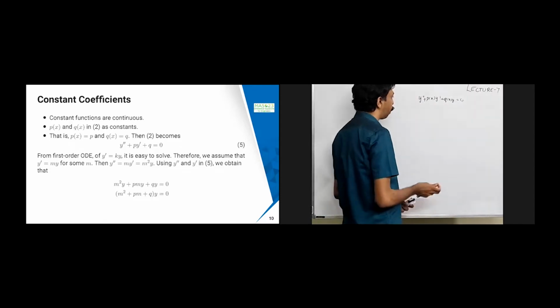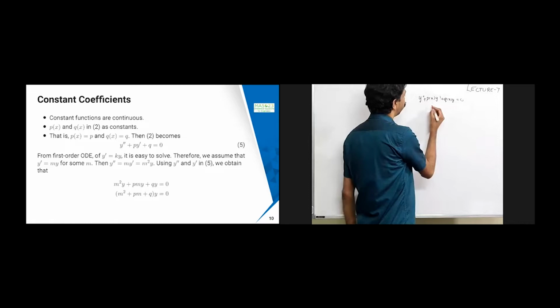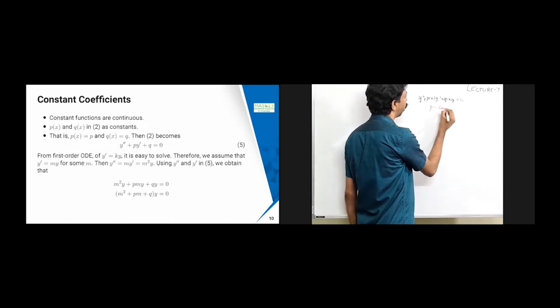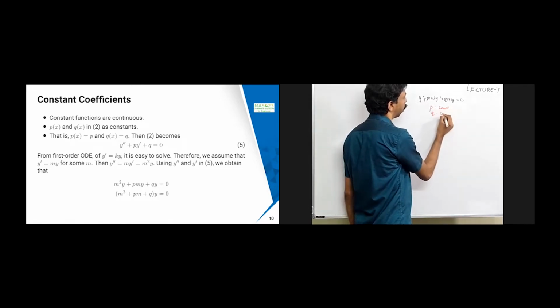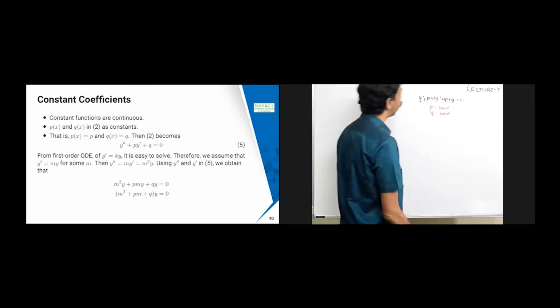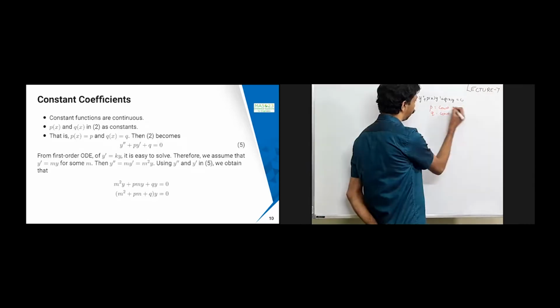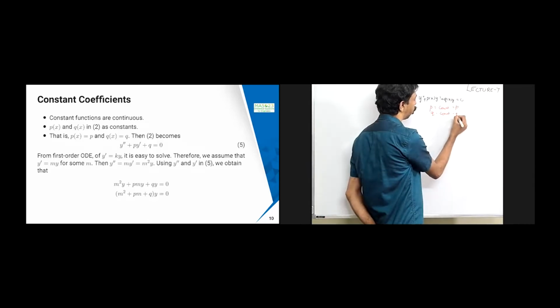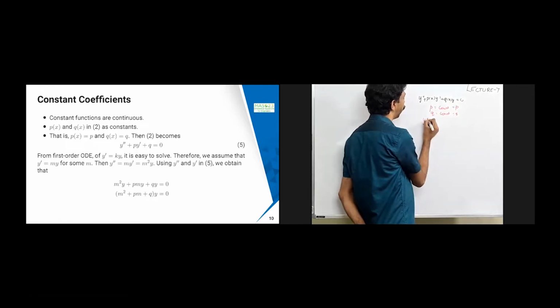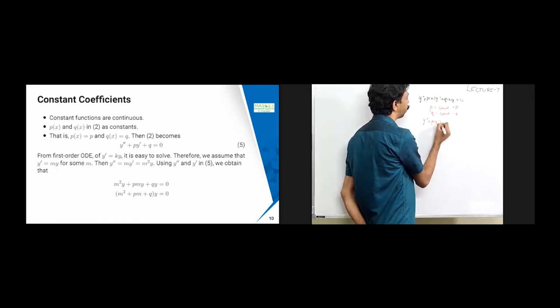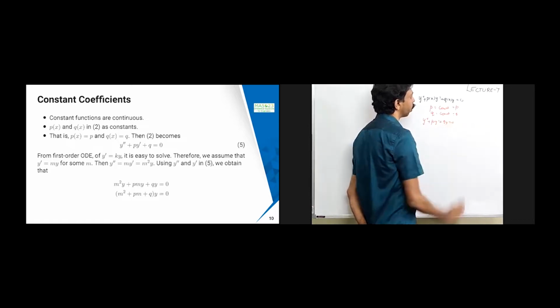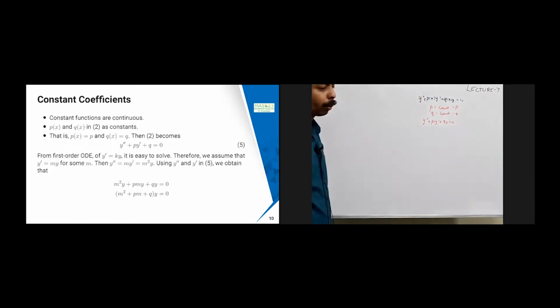Assume that P and Q are constant. So P equal to constant and Q equal to constant. Then it is going to become a constant coefficient equation. These are continuous, so we can use the theorems we have derived so far. I am going to call P of x equal to P, and Q of x equal to Q. Therefore, this equation becomes y double dash plus P y dash plus Q y equal to 0.